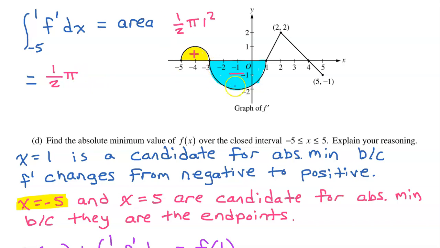So that's the first area, 1/2 pi. What about the second area? Another semicircle, so 1/2 pi r squared. The radius in this case is 2. So this is 1/2 pi times 4. Half of 4 is 2. So that makes 2 pi. But wait a minute. This is a negative area. So instead of putting a plus 2 pi, I should put minus 2 pi. So this is the value of the integral of f prime from -5 to 1.